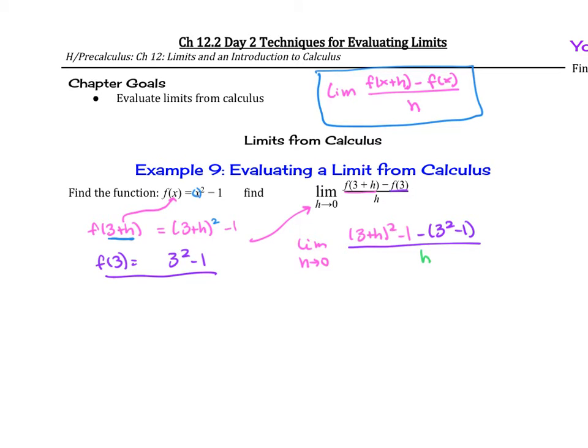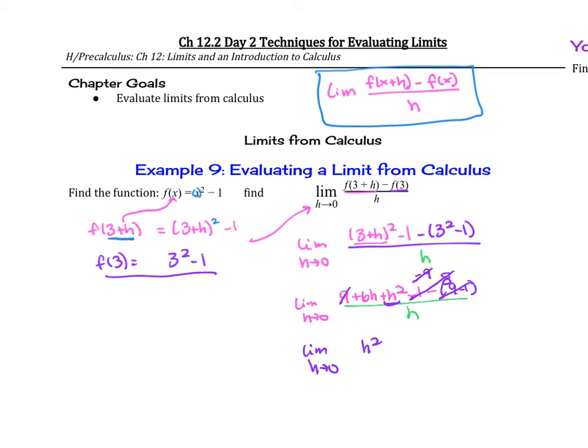So now let's simplify this. So we have here 3 plus h all squared is going to be 9 plus 6h plus h squared, and then minus 1, and then minus 3 squared minus 1. So that is 9 minus 1, so that's going to be 8. And then this is all over h. And again, this is the limit as h approaches 0. So let's simplify this now a little bit more. I'm going to have the h squared here, and I'm going to change this to a negative 8, right? So negative 1 minus 8, that's going to be a negative 9. And notice 9 minus 9 is 0, so that goes away.